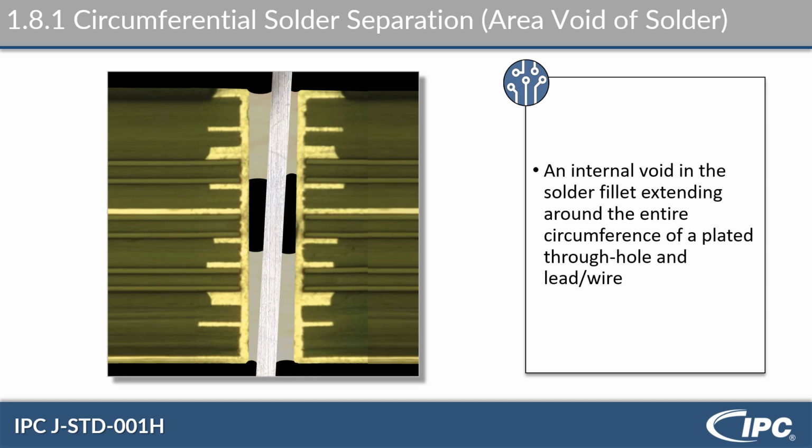You will hear me talk about area voids of solder. This right here is a cutaway, almost like an x-ray, and this black area right here is actually a hole, a void in the solder. It's an air pocket. It's an internal void in the solder fillet, and it extends around the entire circumference of the through hole and/or lead wire.